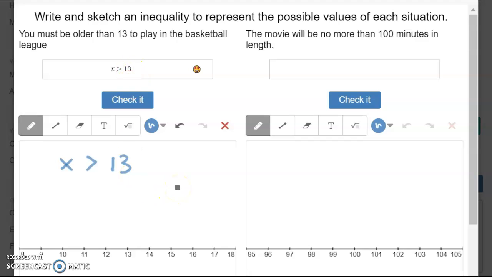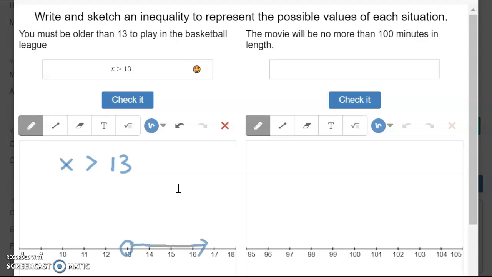So now I need to graph this. I find my boundary point, that's my 13 here, and draw my circle around it. Is it going to be an open circle or a closed circle? Well, this is greater than. If it was greater than or equal to, with an equals bar underneath, then it would be closed. But since it is not, it is going to be an open circle. And then we are pointing to the right, so we are shading to the right like so.